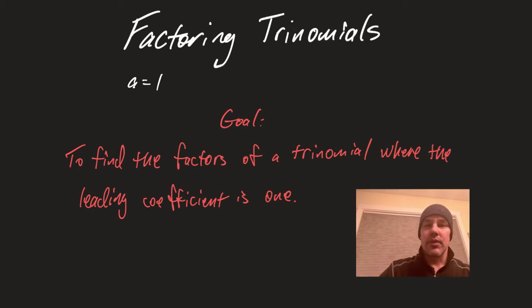Welcome to another one on factoring polynomials. This time we're factoring trinomials where a equals 1. That'll make sense here in a moment. Our goal is to find the factors of a trinomial where the leading coefficient is 1. That's our A. Let's get started.